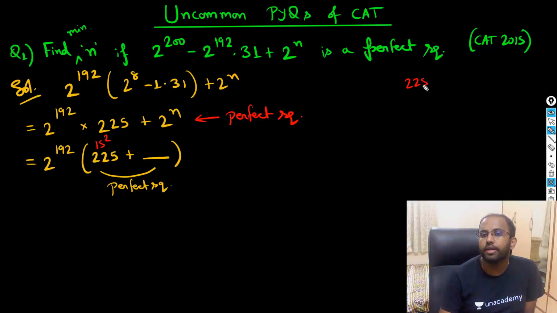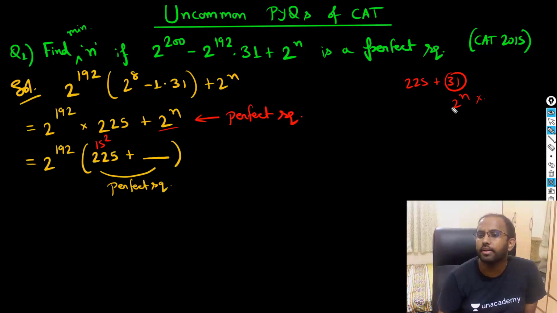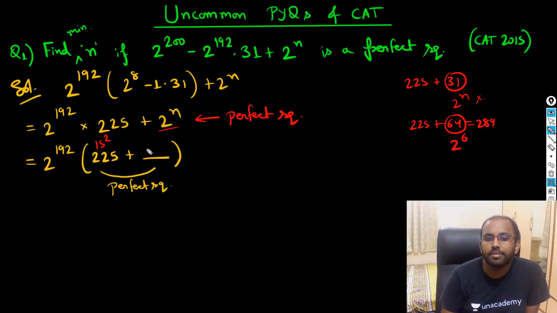So in 225 I need to add 31, but 31 is not of the form 2 raised to n, right? So I cannot add it. Or anything, if I take something common from that, I will not take anything common here. Then 225 plus 64 is 289. So 64, yes, it is of the form 2 raised to 6. That means I can make this term as 64 here.